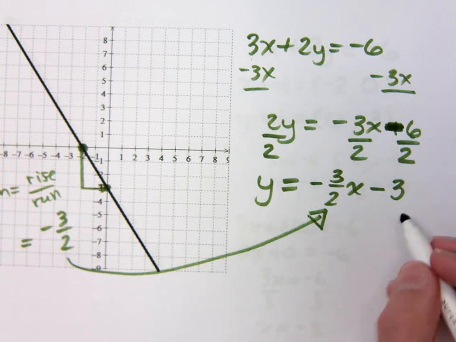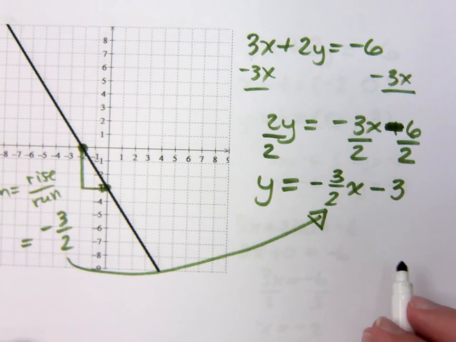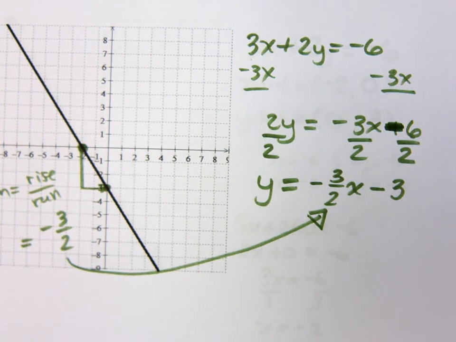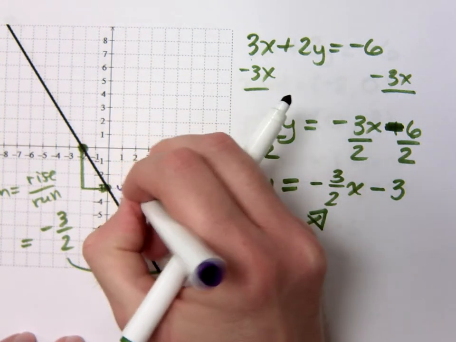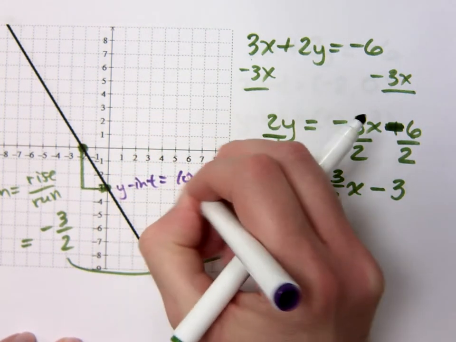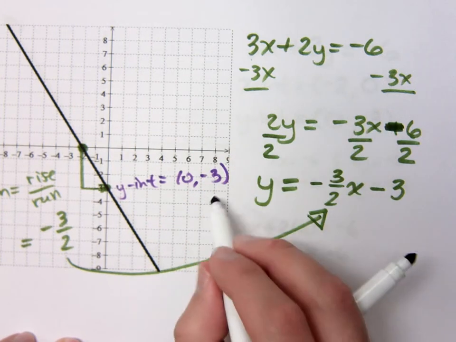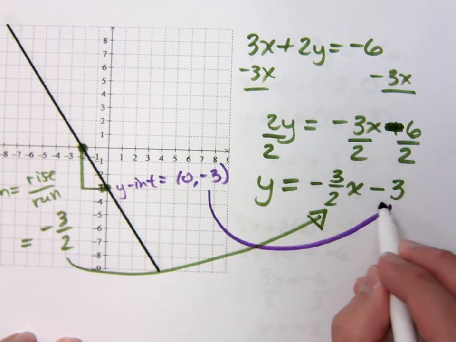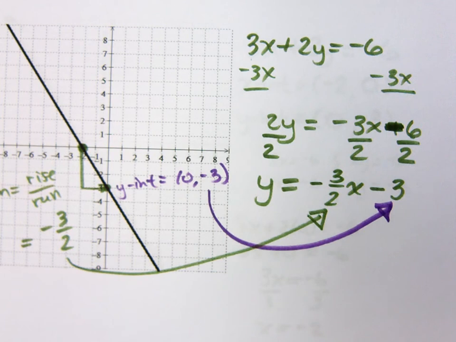Look at this -3. Does that -3 show up anywhere? When you're doing a problem, do we see our -3? Matches up with the y-intercept, doesn't it? Because if you look here, the y-intercept is 0, -3, which is the same as that guy right there.